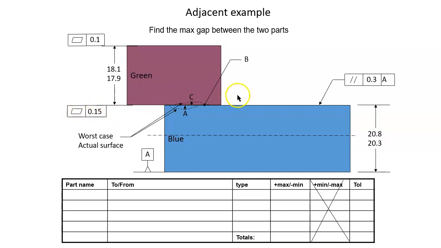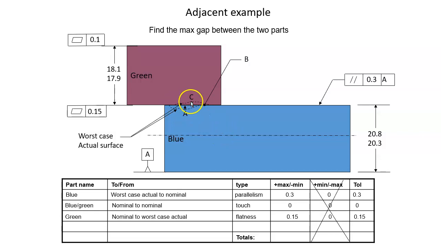So to get the max gap, we're going to start out in the blue part, and we're going to go from the worst case form error up to the nominal, or the touch point, with our parallelism of 0.3. And since we're going in a positive direction, we're going to put the max in the left column, and it would be 0 in the right column. And we have our touch point between the blue and the green, 0.